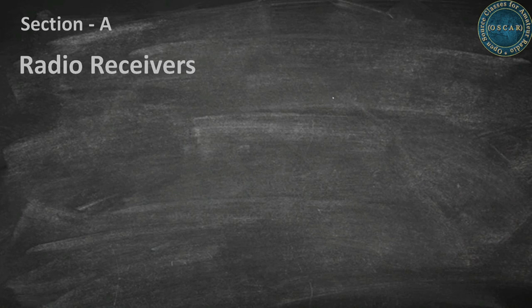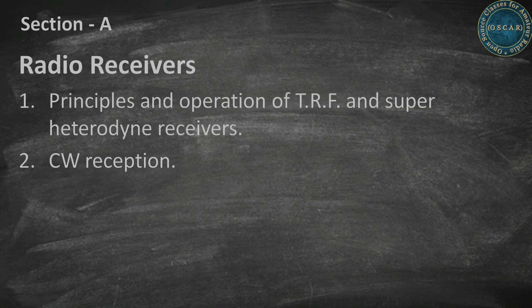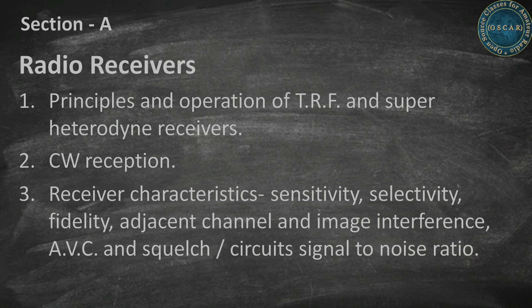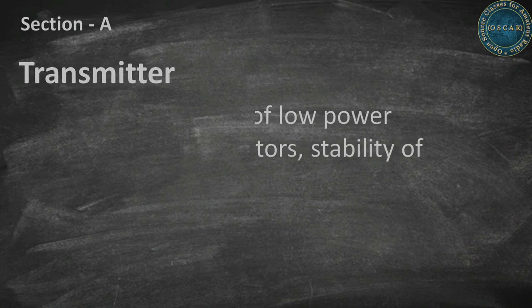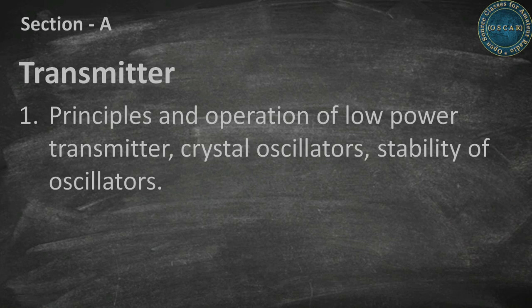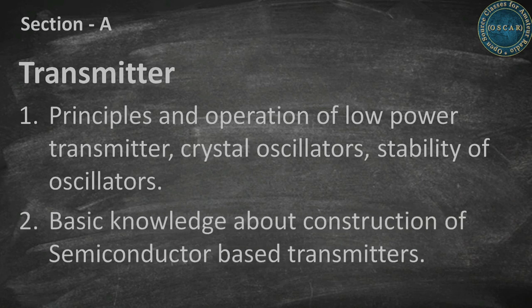Next you will learn about radio receivers, principles and operation of TRF and superheterodyne receivers, CW reception, receiver characteristics, sensitivity, selectivity, fidelity, adjacent channel and image interference, AVC and squelch circuit, signal to noise ratio. Next you will learn about transmitters, principles and operation of low power transmitter, crystal oscillators, stability of oscillators. Then basic knowledge about construction of semiconductor based transmitters.